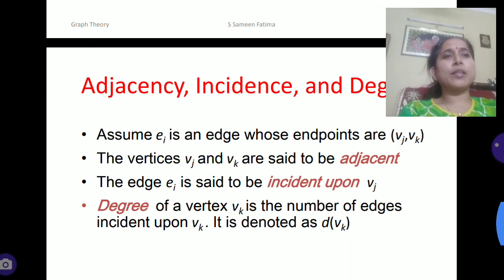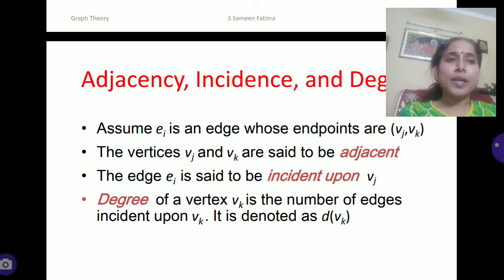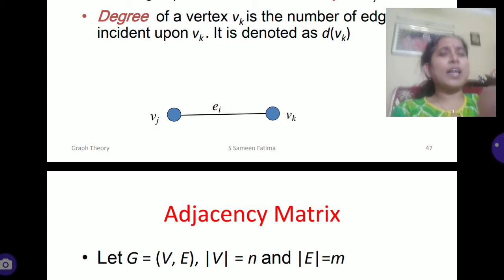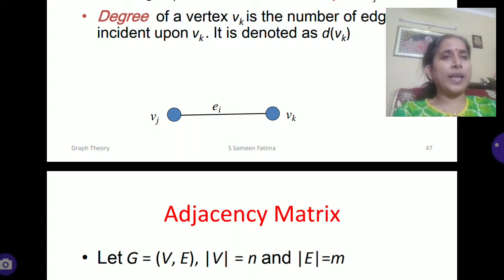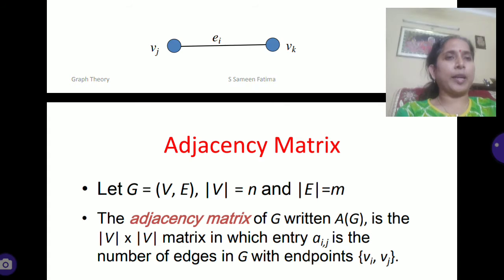Now next we look into this: assume Ei is an edge whose endpoints are Vj and Vk. The vertices Vj and Vk are said to be adjacent. The edge Ei is said to be incident upon Vj. Degree of vertex Vk is the number of edges incident upon Vk. It is denoted as d(Vk). This is the example. Vj, Vk are the two vertices. Ei is the name of the edge, and we can see the edge is moving from Vj to Vk at a given point of time. If I say the direction is from j to k.